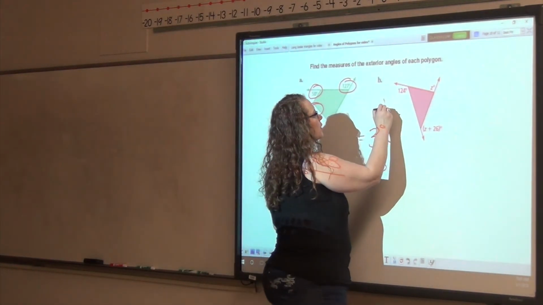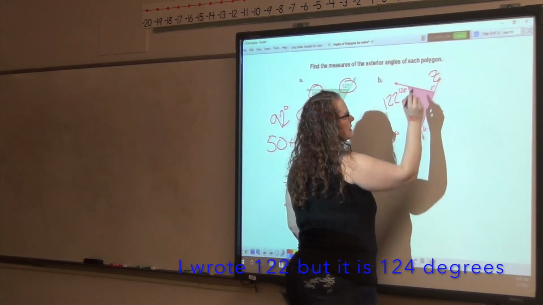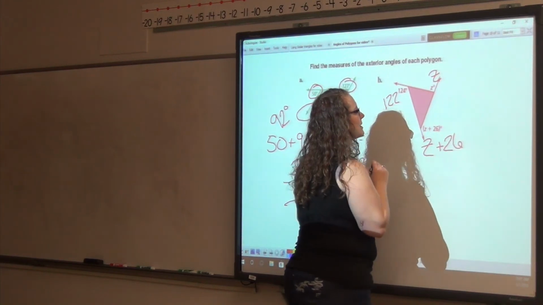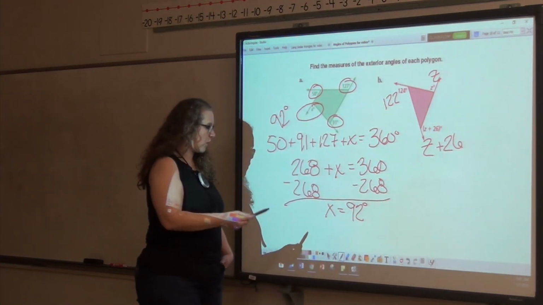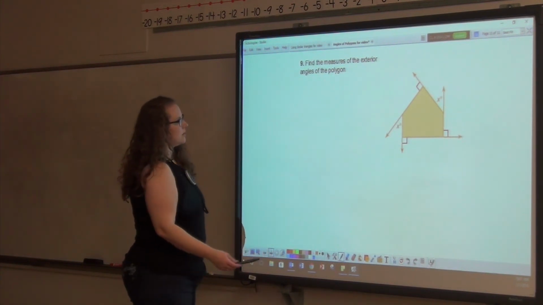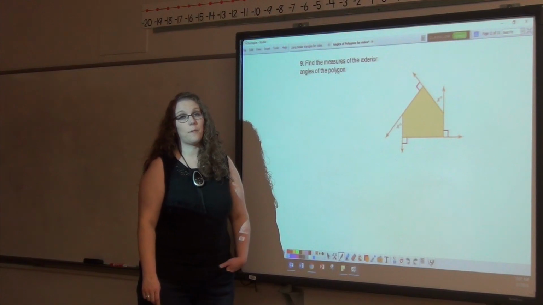You guys try this one on your own. This angle is 124, this angle is z, and this angle is z plus 26. So I want you guys to try that one on your own. All right, that is going to be it for the exterior angles of polygons.